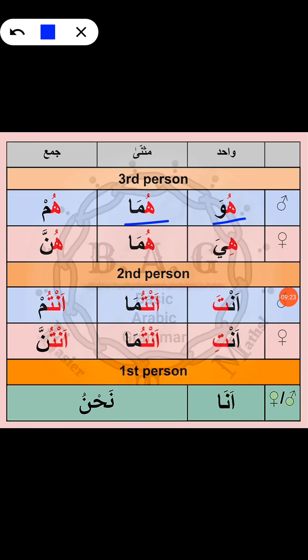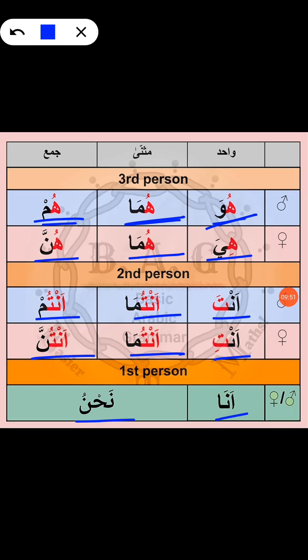Huwa, huma, hum. I'm going to tell you what they mean in a while. First, just get acquainted with these pronouns. Huwa, huma, hum. Hiya, huma, hunna. Anta, antuma, antum. Anti, antuma, antunna. Ana, nahnu. Okay? These were your Rafa pronouns.